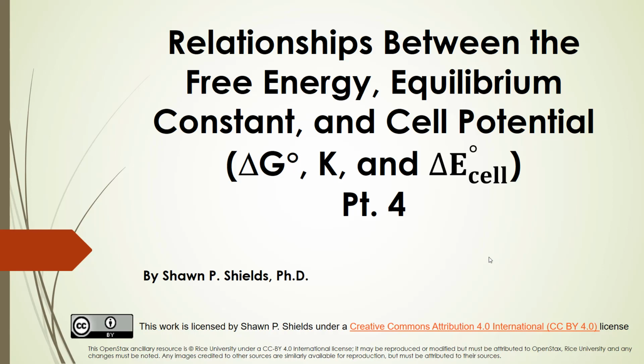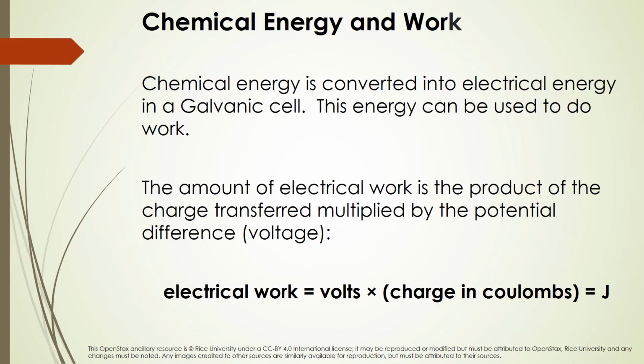Relationships between the free energy, equilibrium constant, and cell potential. This is part 4 of the electrochemistry series. So now let's talk about chemical energy and work. We mentioned it earlier in these lectures, but now we're going to go into a little bit more depth. Chemical energy is converted into electrical energy in a galvanic cell, and we've already talked about that.